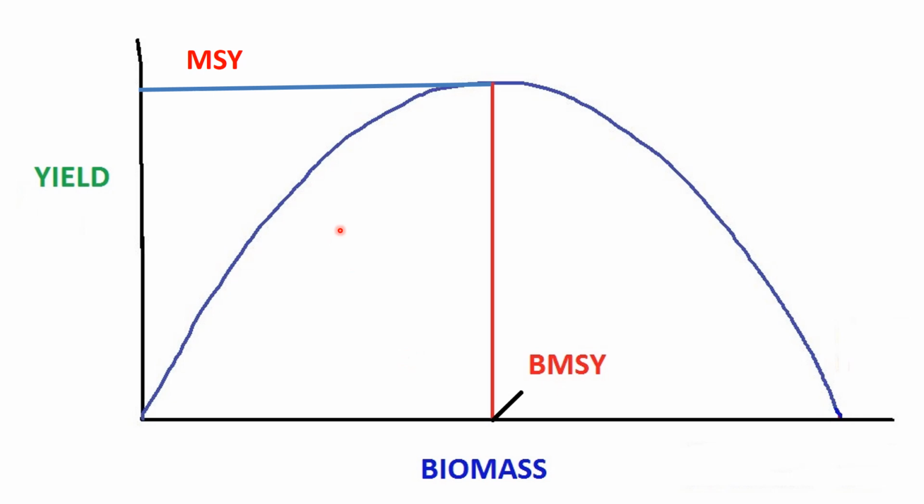I have talked about BMSY and FMSY. So what is biomass at MSY? If you plot biomass against yield, then the biomass at which you get the maximum yield is the BMSY. And the maximum yield itself is the MSY.